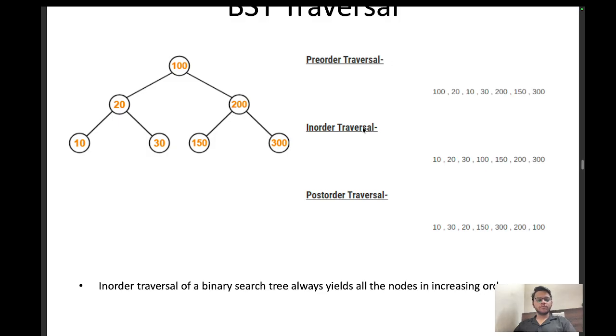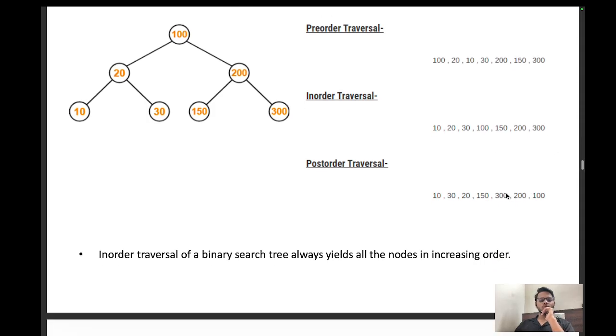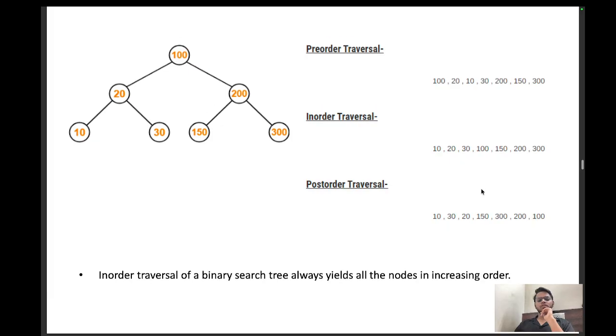Now for in-order traversal, we have to keep the parent node in the middle of the children. So for in-order, we have 100 in the middle of these two subtrees, and for the subtree 20, 10, and 30, 20 will be in the middle, and 10 and 30 will be adjacent to this 20. If we arrange this into a particular sequence, then we get 10, 20, 30, then 100 in the middle of both the subtrees, and 150, 200, and 300. This is the correct order for the in-order traversal.